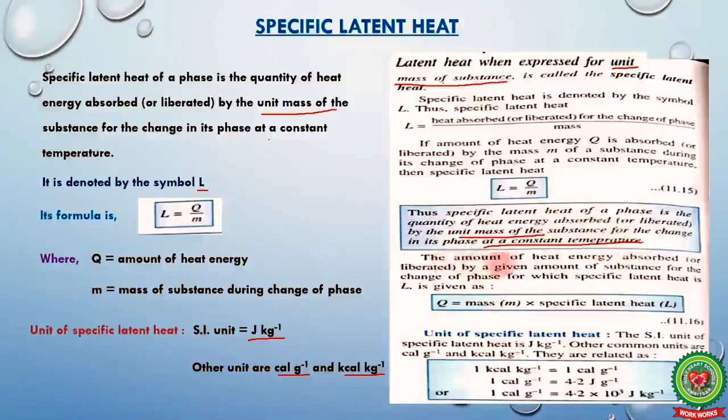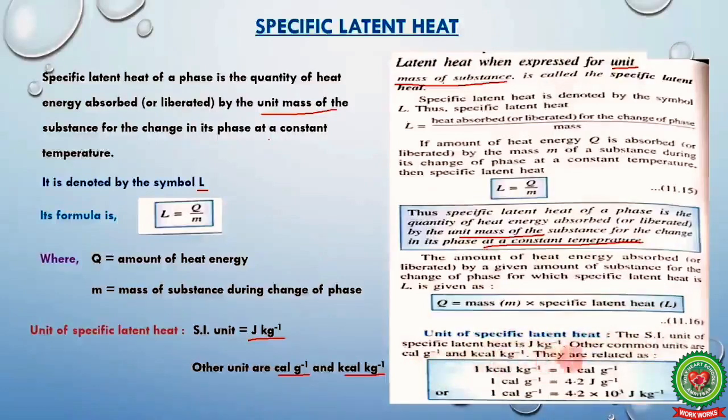The amount of heat energy absorbed or liberated by a given amount of substance for the change of phase for which specific latent heat is L is given as Q is equal to mass multiplied by specific latent heat L. Now let's see the unit of specific latent heat. The SI unit of specific latent heat is joule per kilogram. Other common units are calorie per gram and kilocalorie per kilogram.